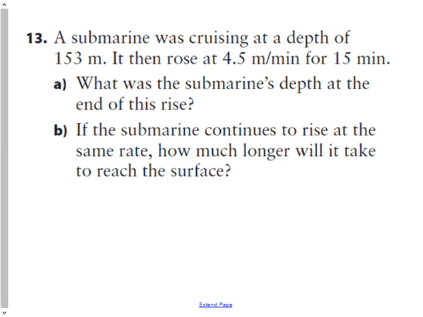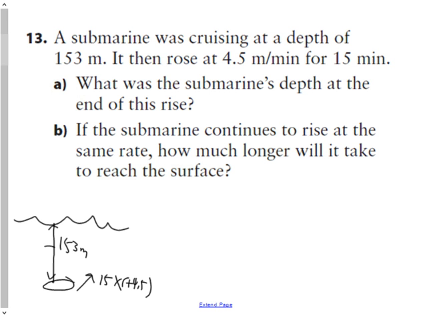And your question 13, which will be the last question we do, says a submarine was cruising at a depth of 153 meters. So if I make the water here and my submarine is at a depth of 153 meters, or negative 153. It then rose at a rate of positive 4.5 meters for 15 minutes. So it's going to be 15 groups of positive 4.5 meters. Each minute, it's going to rise 4.5 meters. What is the submarine's depth at the end of this rise?